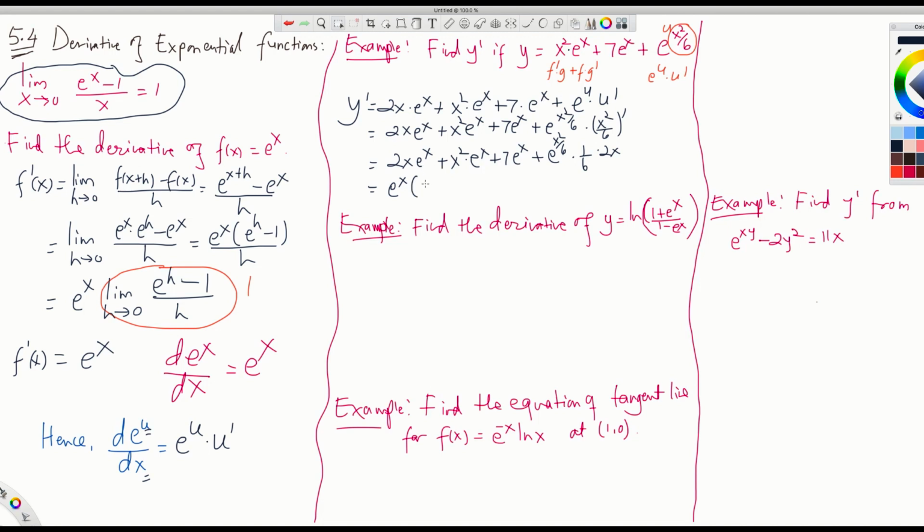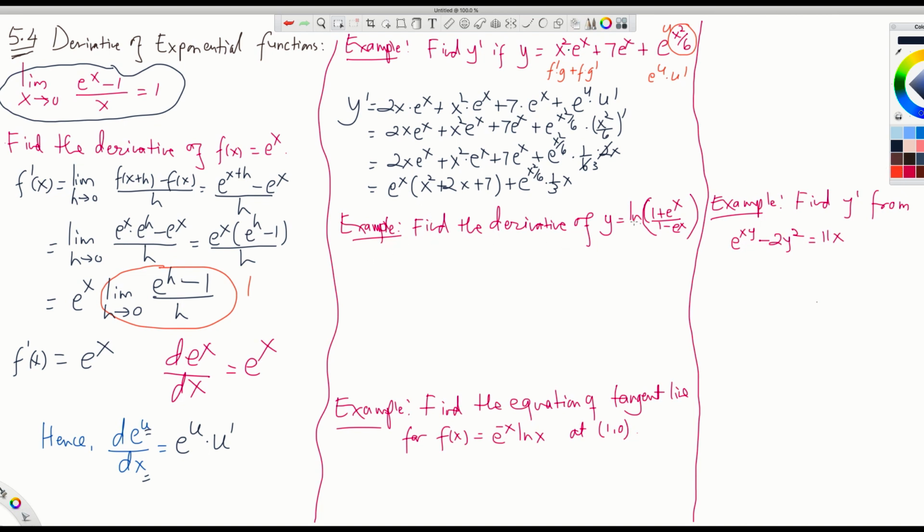What is left is x squared plus 2x plus 7, and then plus e to the x squared over 6 times, you divide this by 2, divide this by 2, will be 3, right? So 1/3 times x, or you can write 1/3 x times e to the x squared over 6. You can do it that way. That is perfectly fine. Okay, let us see this example.